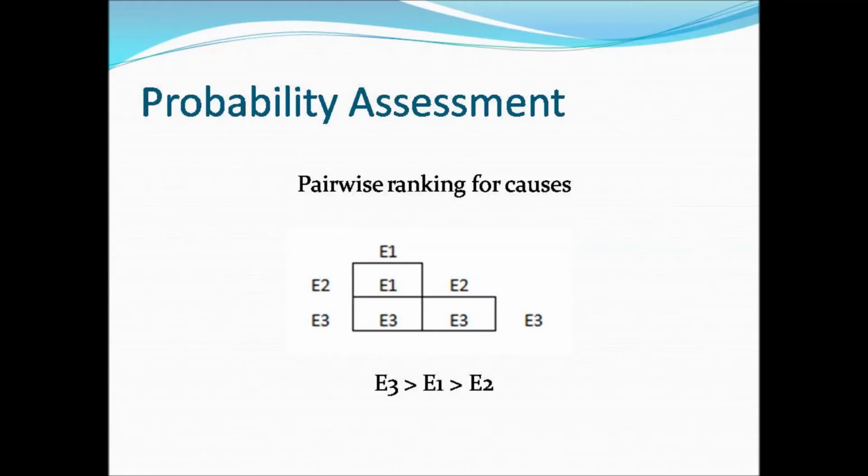Since we have compiled a list of possible events that could occur, we then use a pairwise ranking to rank order the events. We do this by comparing them to each other and seeing which is the more likely event to occur. As you can see from this, E3 is the most likely to occur, followed by E1, and then followed by E2.